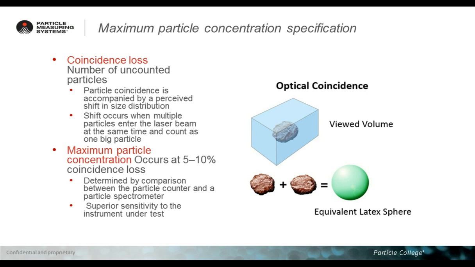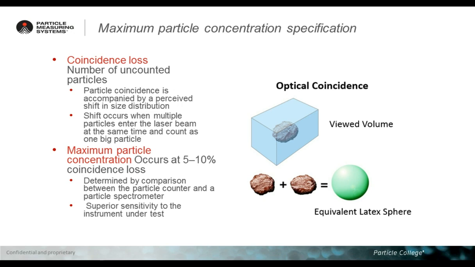The last concept I want to explain today is about the maximum particle concentration and coincident loss that I mentioned at the beginning of this presentation. So as I said, in case of very high concentration of particles, the instrument may lose its capability to detect the numbers and the size correctly.